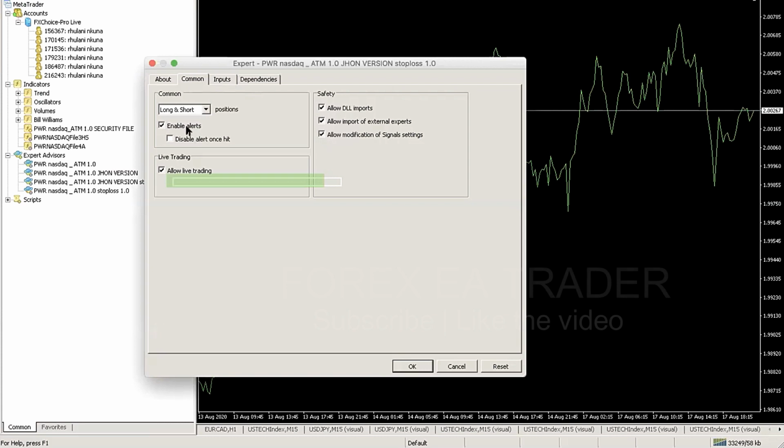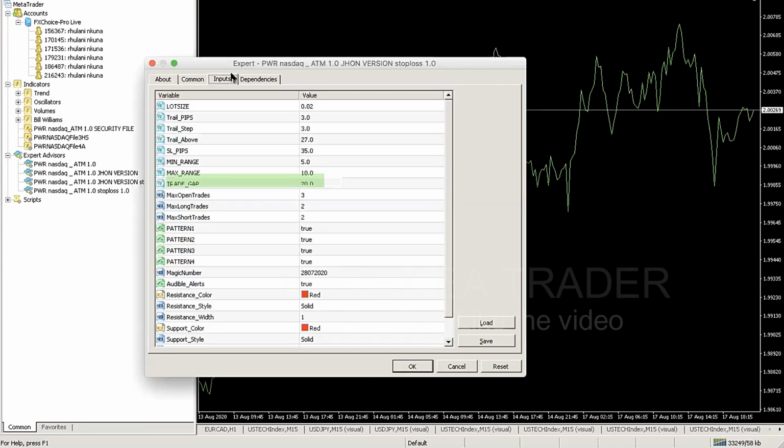So here for common, you do nothing, you just make sure that everything is ticked, but don't tick the one which says disable alert, because if you disable it, you won't see the alerts, so you really won't know that the robot has placed a trade and all that. Then now you go to your inputs. This is where we need to listen.